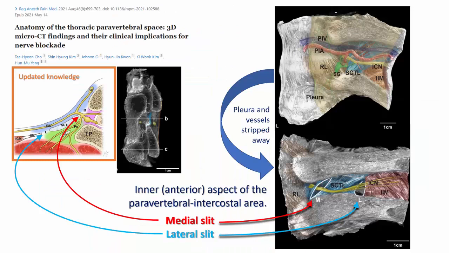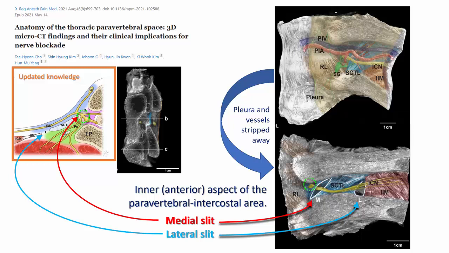Here's a closer look at some of the wonderfully detailed CT images from Cho's paper, which are highly informative. This is a view of the medial and lateral slits, looking from within the thoracic cavity outwards. What I'd like to call your attention to is how the spinal nerve initially emerges from the vertebral canal into the retro-SCTL space, and it then divides into its ventral and dorsal rami within this retro-SCTL space.